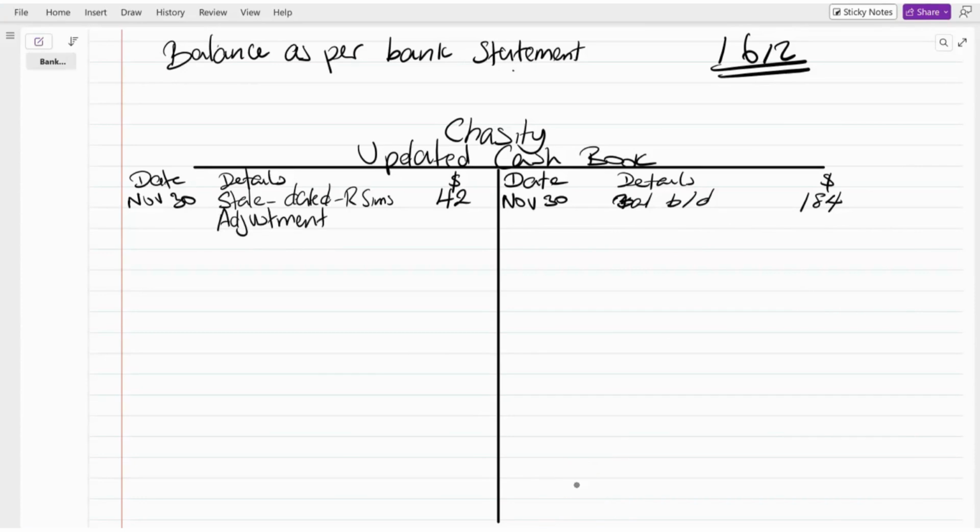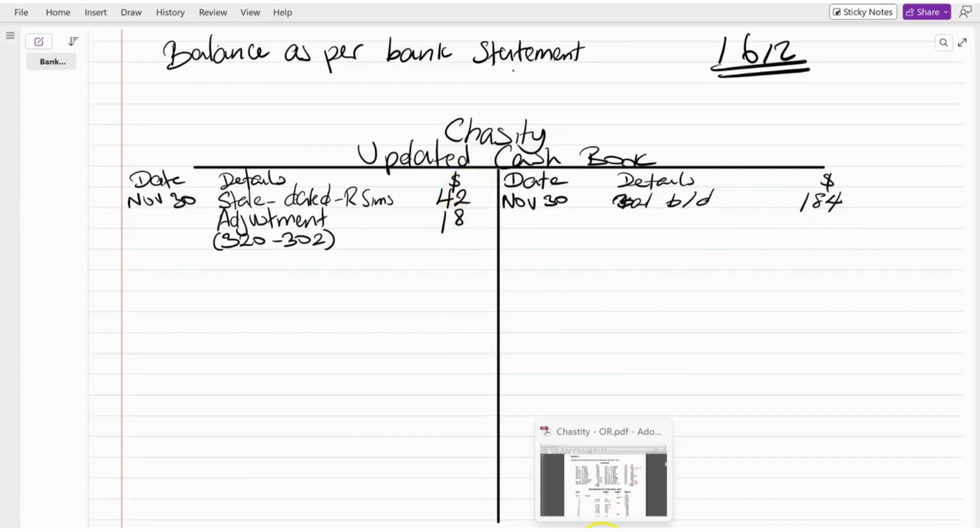And this would have been for the $18. You can show your working. This is a 320 minus the 302. The 320 is what we had in the cash book. The 302 is what the bank has, and the difference is 18 on our debit side. So we have so far our beginning balance, stale dated check, and the adjustment for $18.